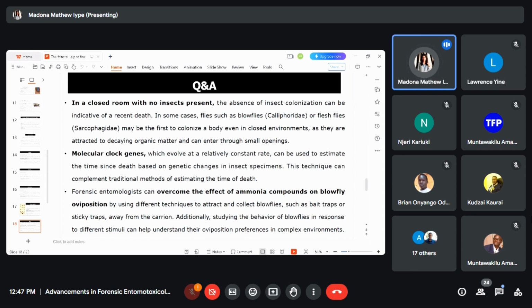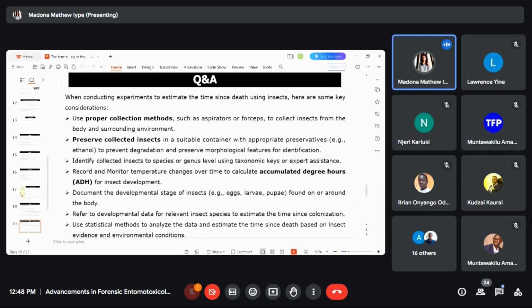Additionally, studying the behavior of blowflies in response to different stimuli can help understand their oviposition preferences in a complex environment, because insects differ in their response to light. There are insects which are attracted to light, and there are insects which are attracted to darkness. So the collection method can differ in relation to what they are attracted to.